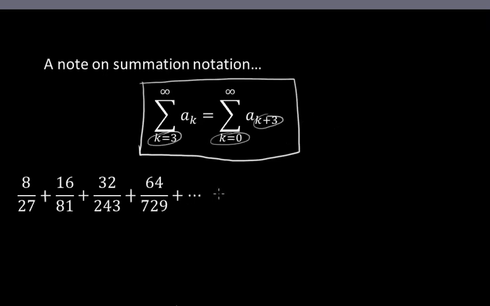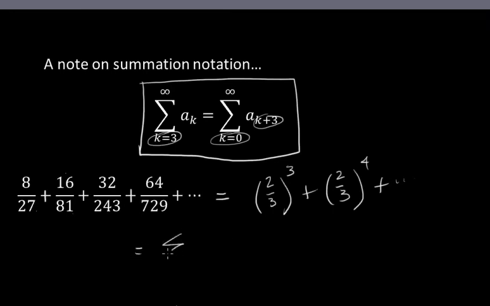So let's try to express this in summation notation, and then I'll change the index just to show you how you could do it. Notice this is 2 cubed over 3 cubed, 2 to the 4th over 3 to the 4th. So first you notice that pattern. First you hunt for the pattern, and we see it's a simple one, and that will be the sum of 2/3 raised to the k power starting at k equals 3 to infinity.